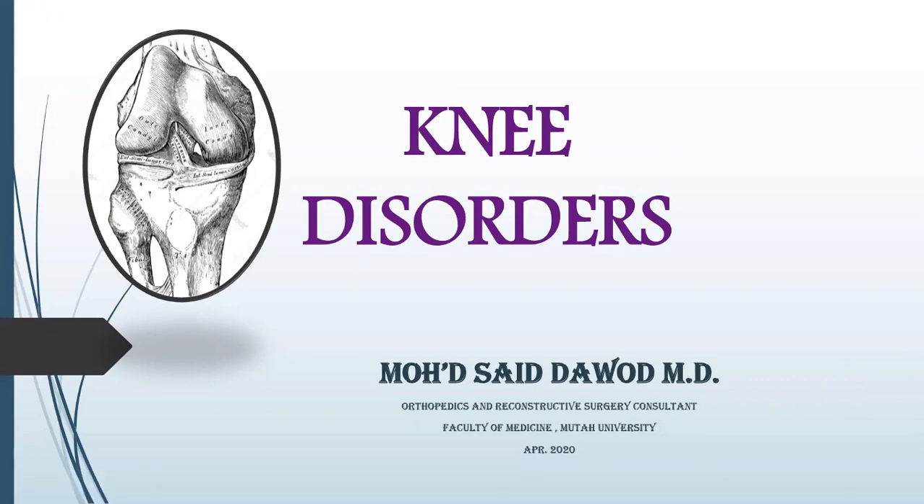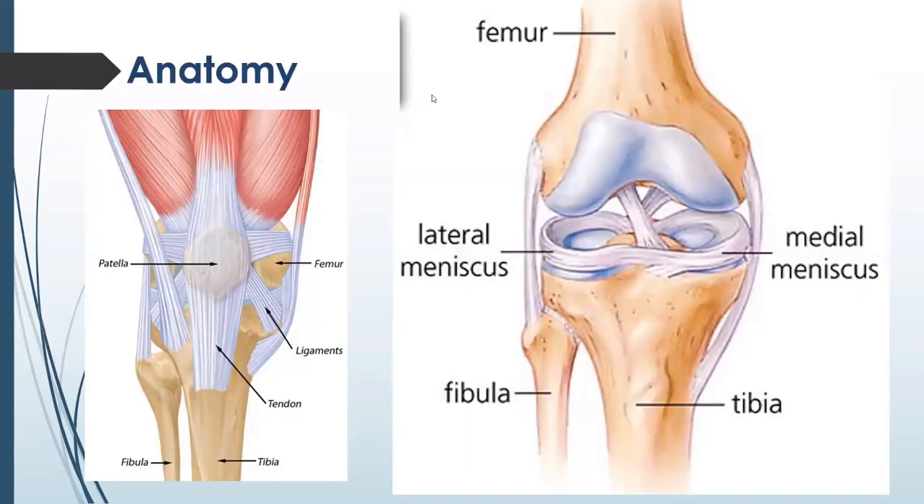كبدايه زي ما بنحكي دائما بنبلش بالاناتومي تبع الني. احنا كلنا بنعرف انه الني هي synovial joint. It is a modified hinge joint.